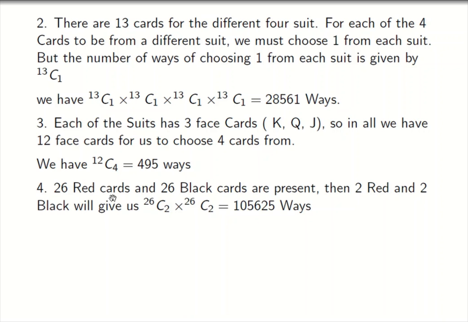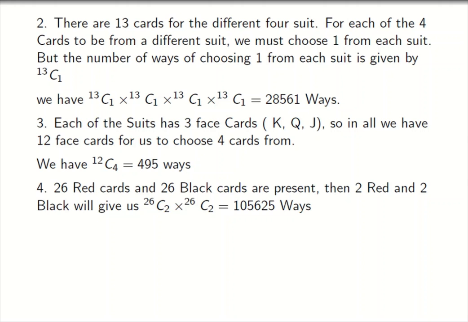Okay, let's look at the fourth one. We are saying that two of the cards should be red and two of them should be what? Black. You see, there is an "and" here. So this should be red and this should be black. So if that is the case, 26 of the cards are red, because we have only black and red colors.